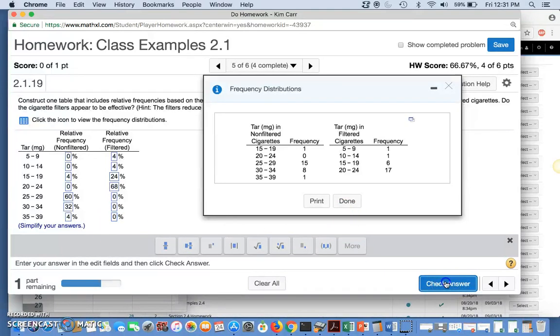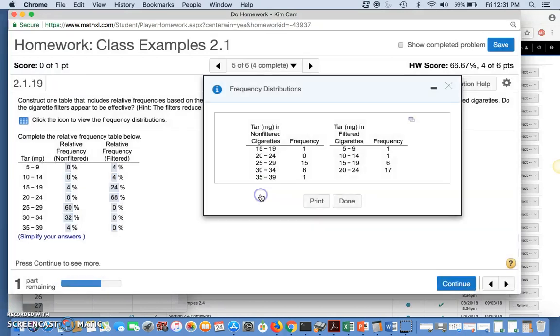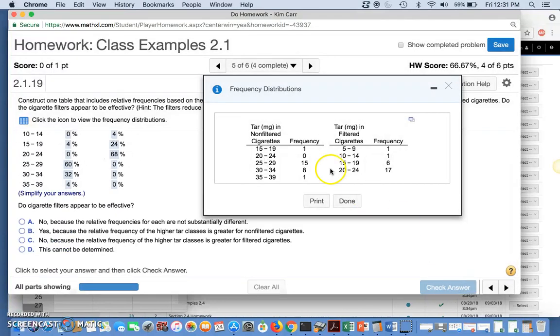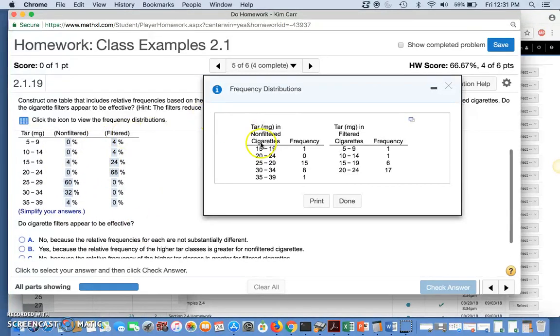Now, we're ready to check our answer. Okay, we did get it correct. There's another piece to this. It asks us a question. You know they like to ask questions in here. It says, do the filters appear to be effective? Well, on the side, either place that you want to look, on the side right here is easier. The non-filtered, the percentages are very much in a higher category down here, with the tar. With the filtered, the percents are lower in the lower categories.